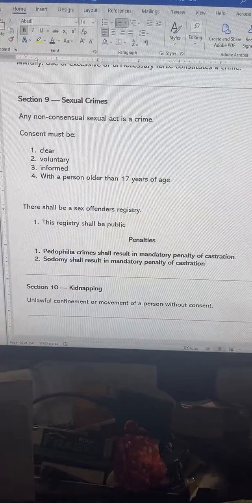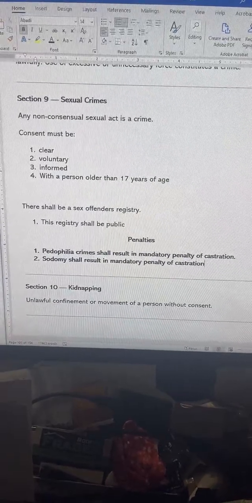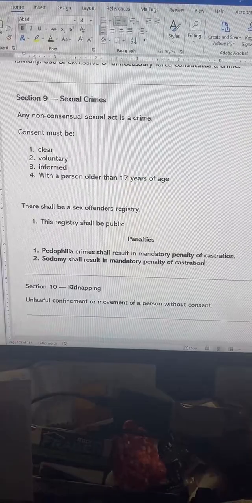Age of consent. Let us go back here. So age of consent should be 18. Yeah, we talked about that already.